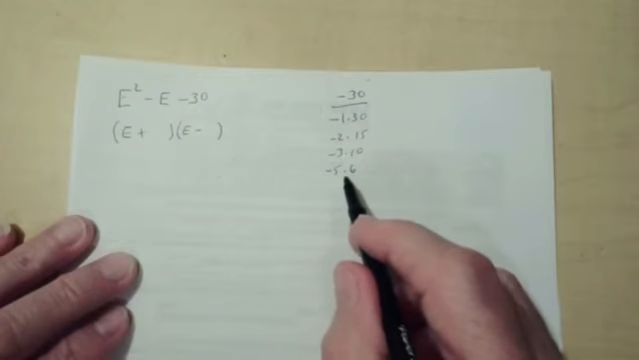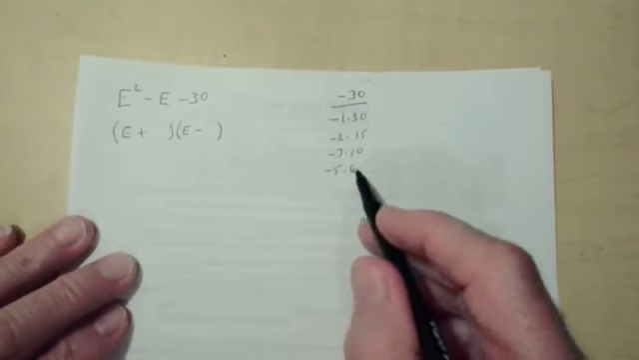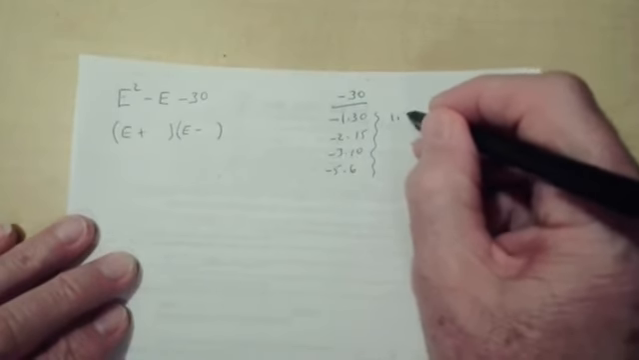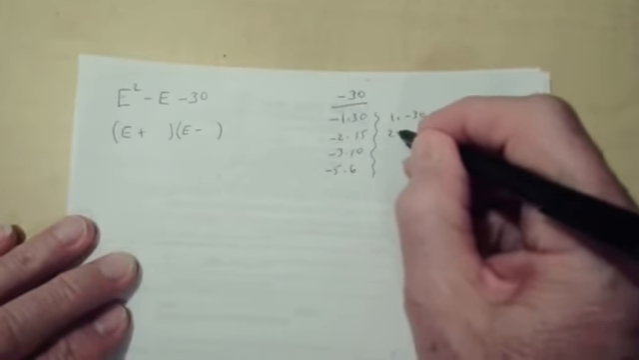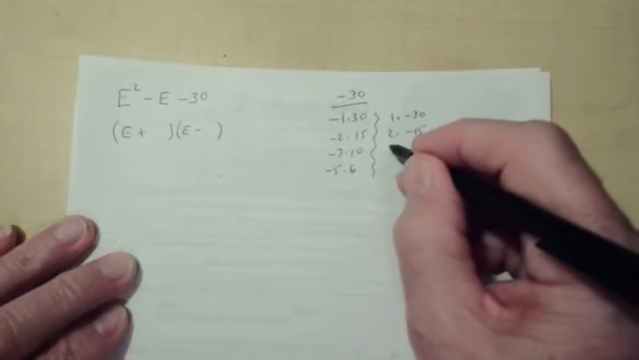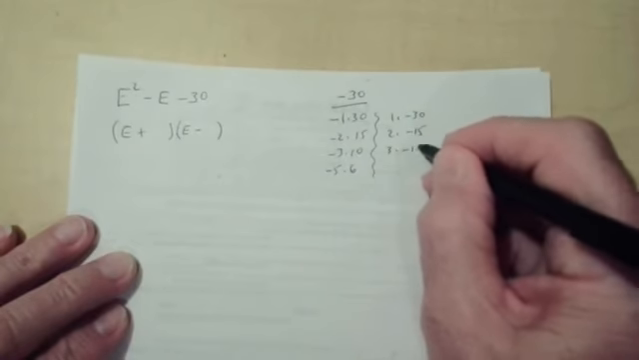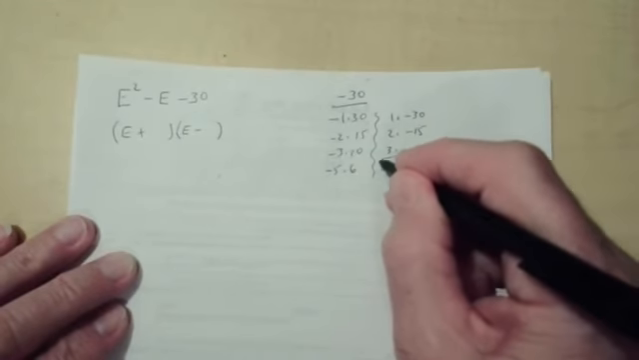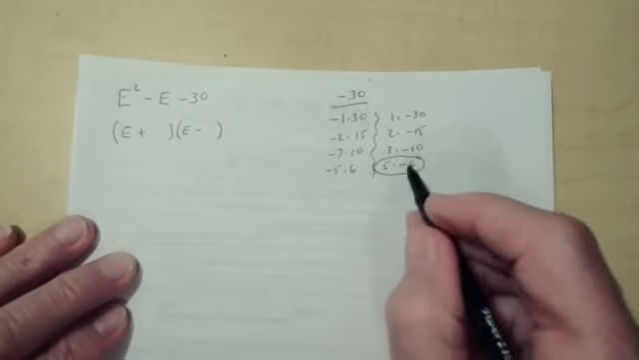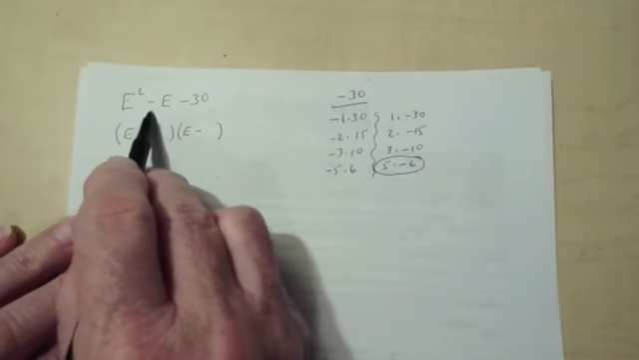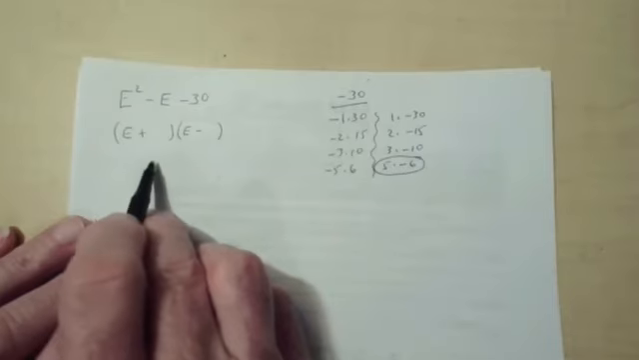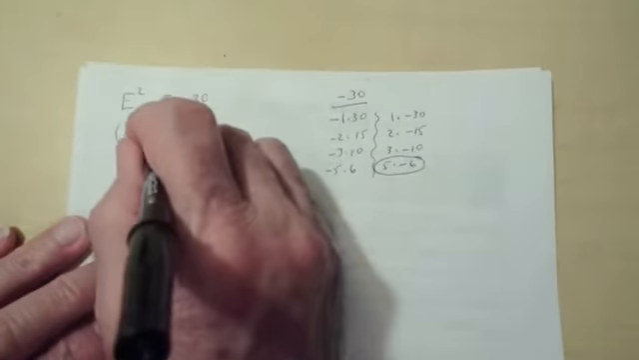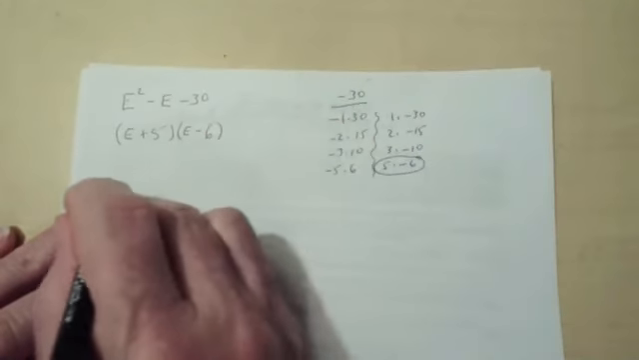Now if you add these together, you're going to get a positive 1. Or it's 1 times negative 30, 2 times negative 15, 3 times negative 10, and 5 times negative 6. If you add these two together, you get negative 1, which is what we want here. So remember, you have to make sure you get the right one with the right sign here. Positive 5 and negative 6.